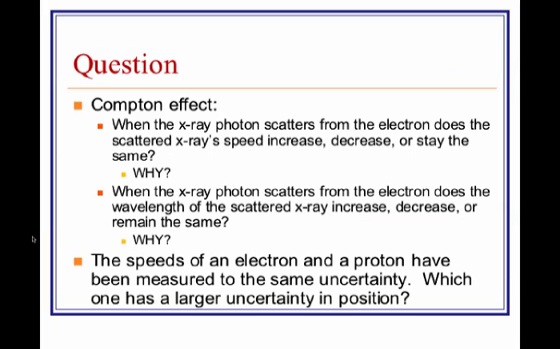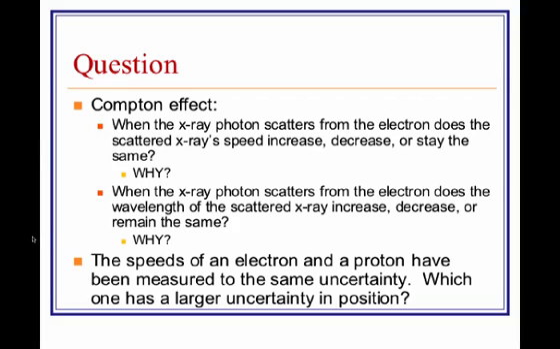Two questions tonight, actually three, but two topics for the questions. The de Broglie wavelength we'll look at in class a little bit more. So first, Compton effect. When an incident X-ray photon scatters off from the electron, does the scattered X-ray speed increase, decrease, or stay the same? And I would like you to also explain why. I'm going to put these up as multiple choice questions online, and I'd like you to explain why afterwards, just a quick little sentence.